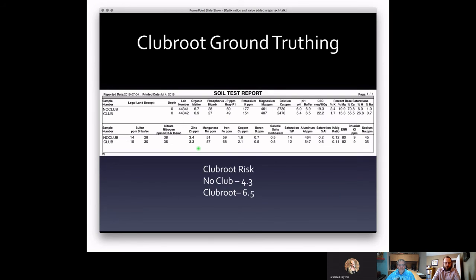So we look at some clubroot ground truthing in Manitoba. We've got a spot with a pH of 6 that had a clubroot risk of 4.3, and a pH of 5.4 with a clubroot risk of 6.5. This was where clubroot was in that field, and it was in a small area. So our algorithm for figuring that out is pretty tight.